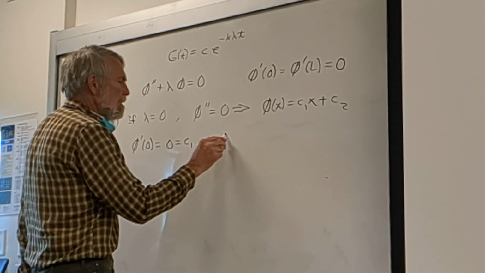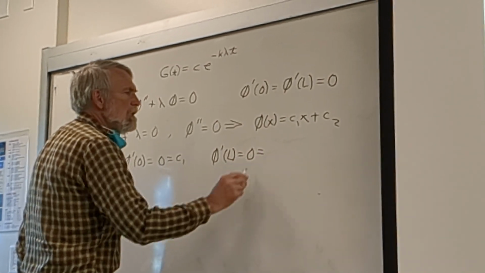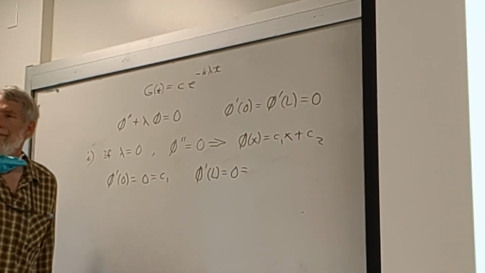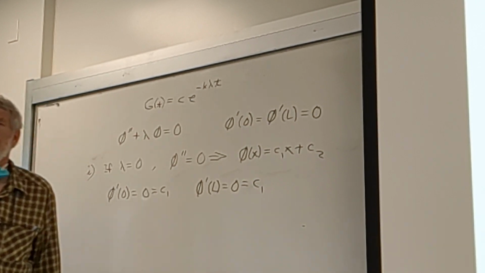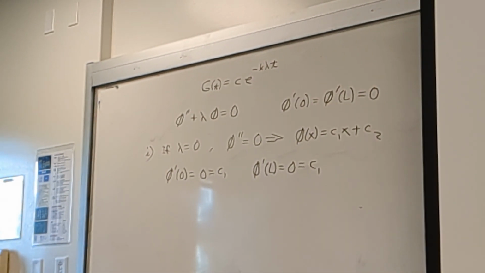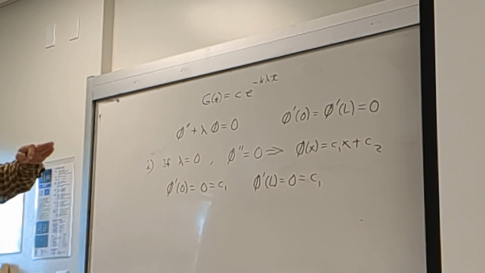And what is phi prime at L? It's 0, which is also C1. It's a linear function. The slope is C1 everywhere. And we can see that we have to have that slope being 0. It's a nice constant function, right?